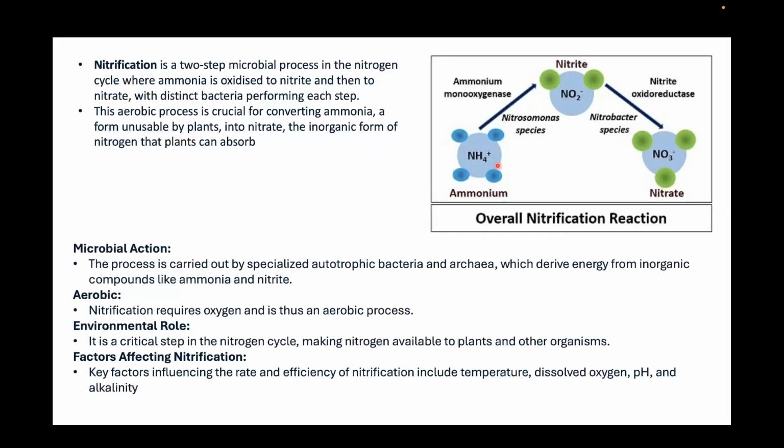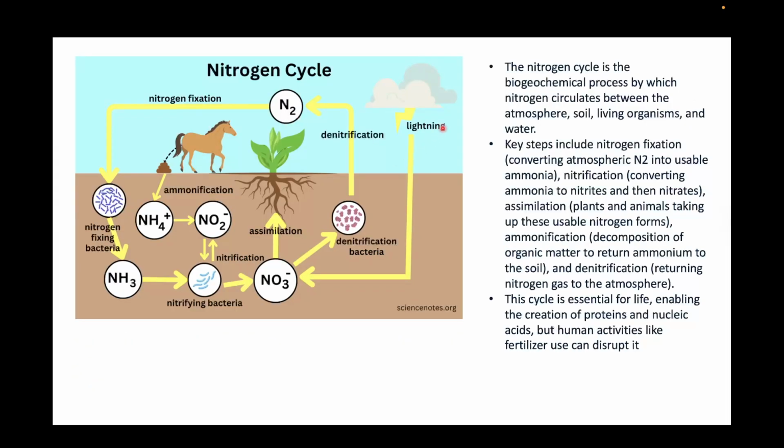Factors affecting nitrification. Key factors influencing the rate and efficiency include temperature, level of dissolved oxygen, and the pH and alkalinity of the environment in which Nitrosomonas and Nitrobacter species can function optimally. So for your reference, this is a nitrogen cycle.